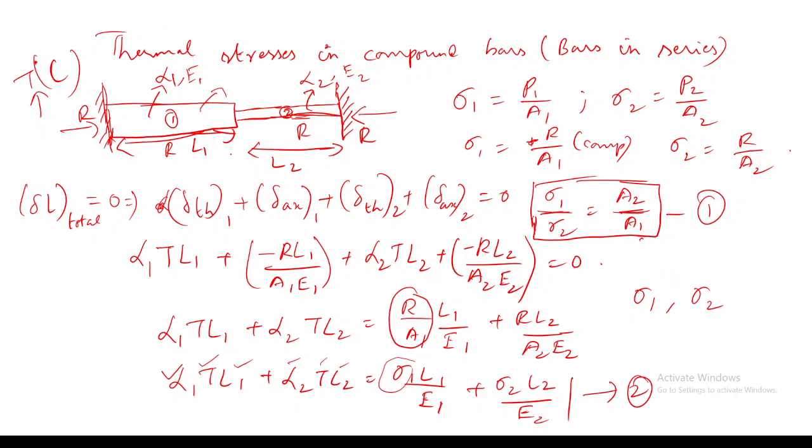And if they give another bar in series, then you will get another relation, right? You will get sigma 3 by sigma 2, and a sigma 3 by sigma 1 relation also, in terms of A2 by A3, and here it will be A1 by A3. And here you will get additional terms like alpha 3 T into L3, and sigma 3 into L3 divided by E3. This is for 3 bars in series.